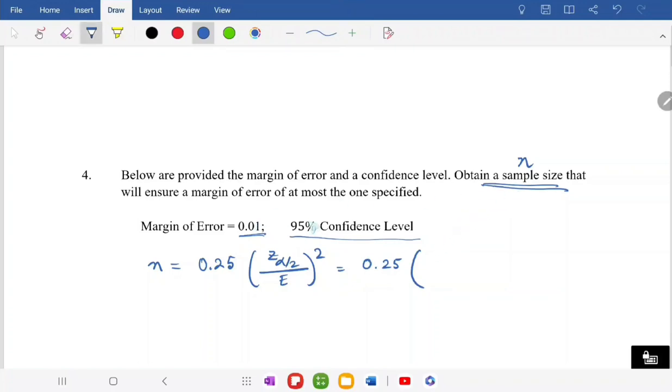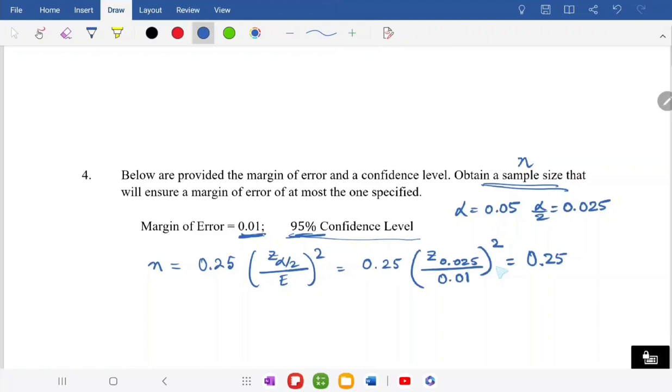So 0.25 times Z of alpha by 2. What is the confidence level? 95%. So that makes alpha equal 0.05. Alpha by 2 will also be 0.025. So it will be Z of 0.025 divided by E, which is given to us as 0.01, squared. So we still have to keep going because we don't have a value for Z of 0.025. It's 1.96. I just have it memorized, but go to your table and find it if you don't remember what it is. Or you can also use your graphing calculators to find it.